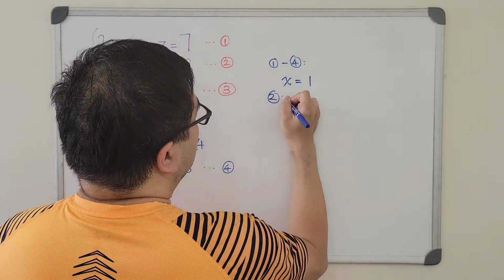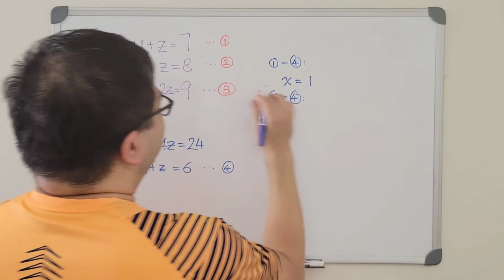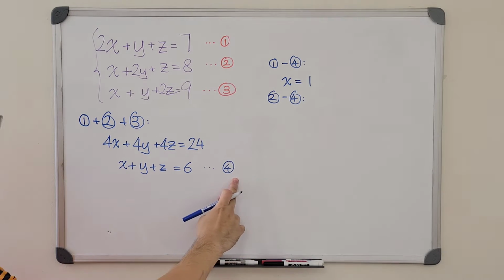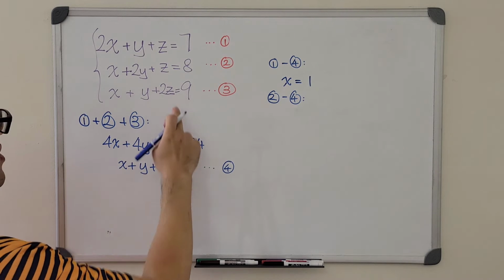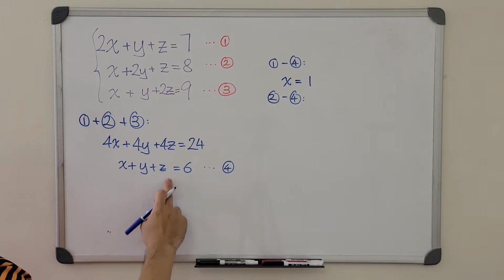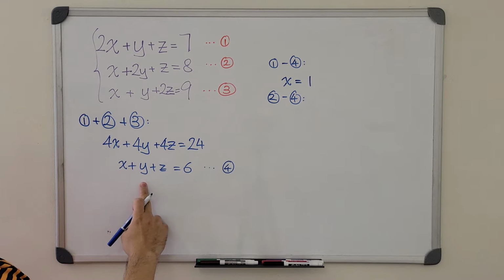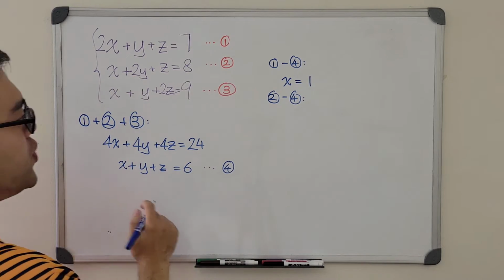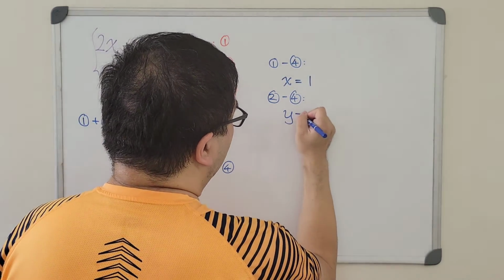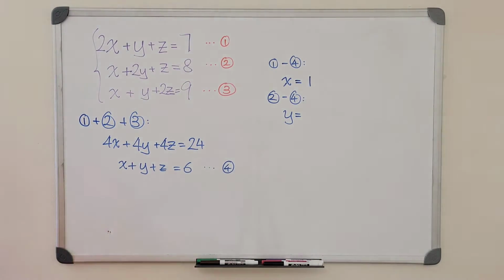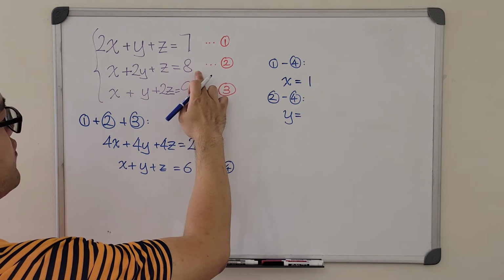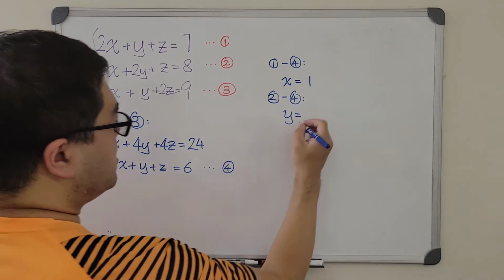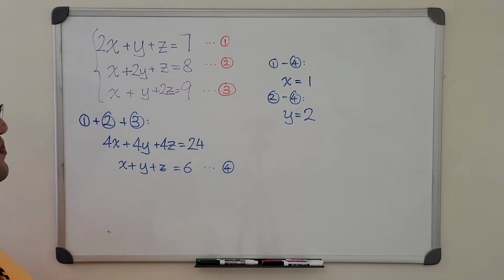Similarly, if we take the second equation and subtract the fourth equation, the x terms would cancel out, and the z terms would cancel out as well. The only thing remaining is the y term. We have 2y minus 1y, giving us exactly 1 copy of y, which means we can find y immediately. On the right-hand side, we have 8 minus 6, which is equal to 2.